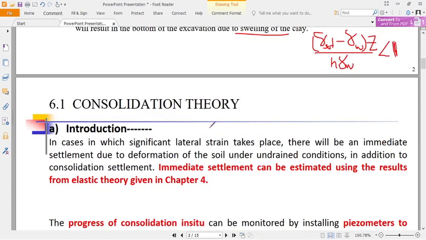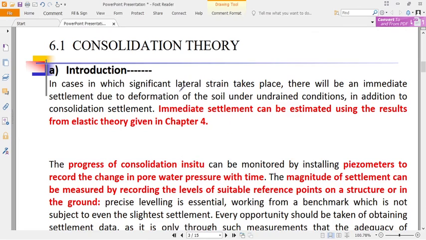So in cases in which significant lateral strains take place, there will be an immediate settlement, which we call primary deformation, due to the deformation of soil under undrained conditions. In addition to the consolidation settlement, immediate settlement can be estimated using the results from elastic theory. As we said, using the Hooke's theory, the constitutive model relates the effect to the cause. Remember, effect is the deformation.